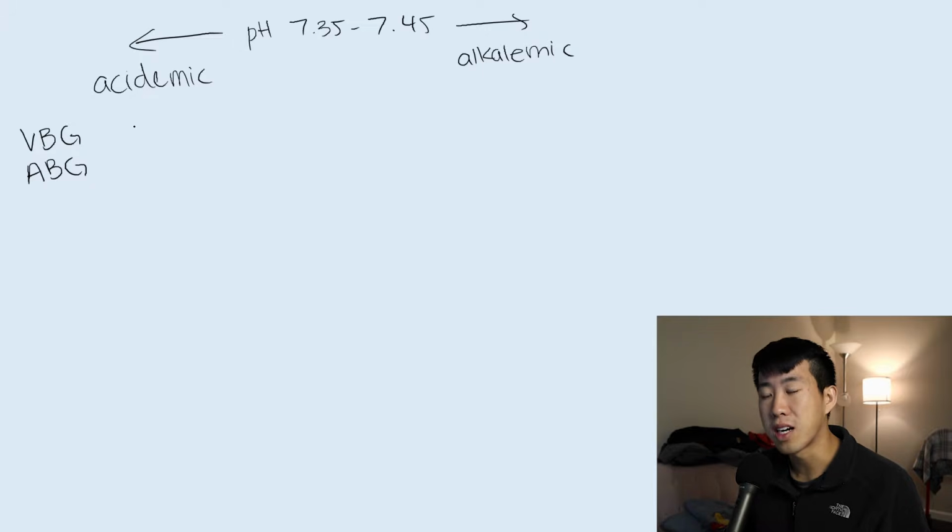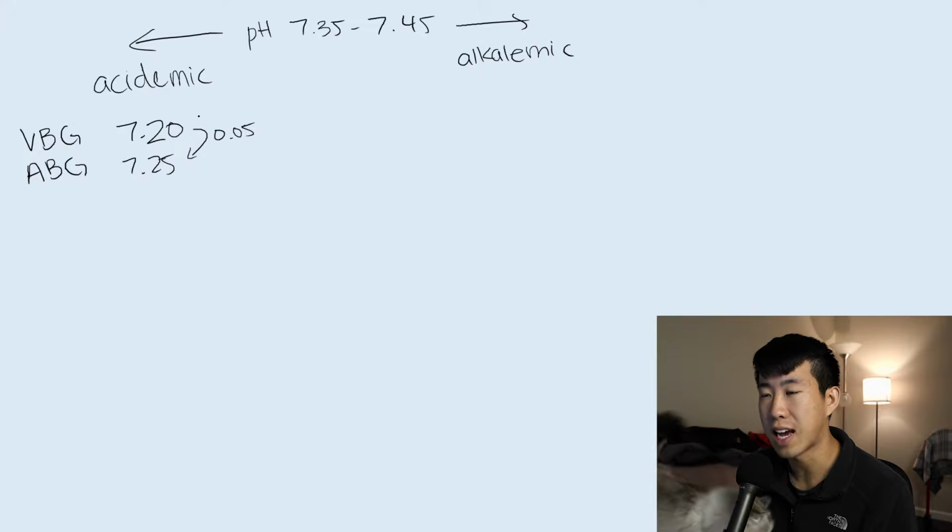One thing that will commonly come up is that a VBG is actually going to tend to be a little bit more acidemic than your arterial blood gas, and so a VBG that shows a pH of 7.20 would be roughly the equivalent of an ABG with a pH of 7.25. So basically you add a correction factor of 0.05 in order to get the accurate blood pH.